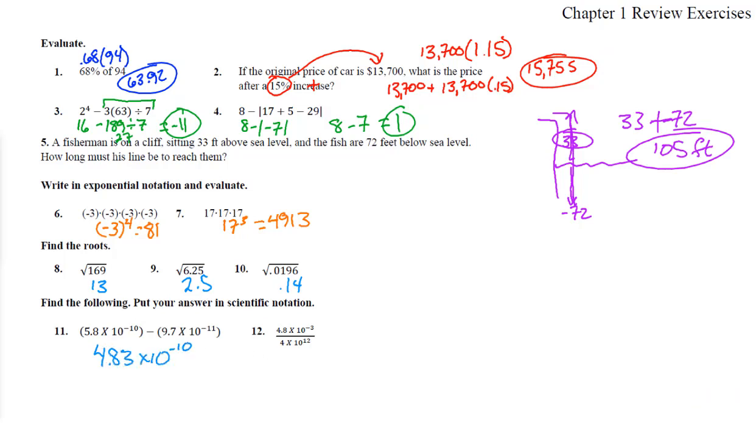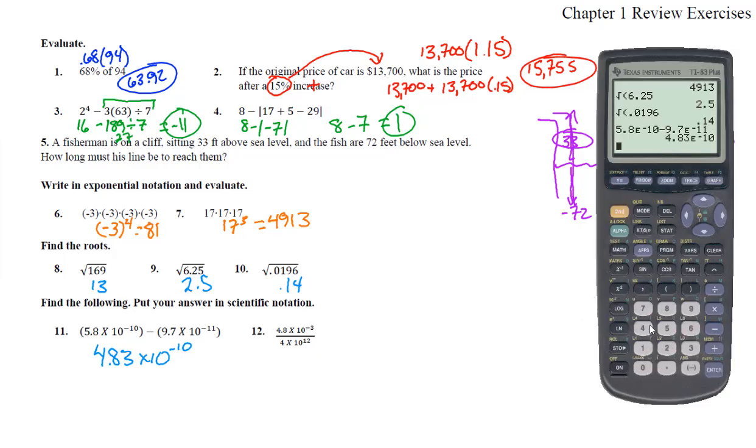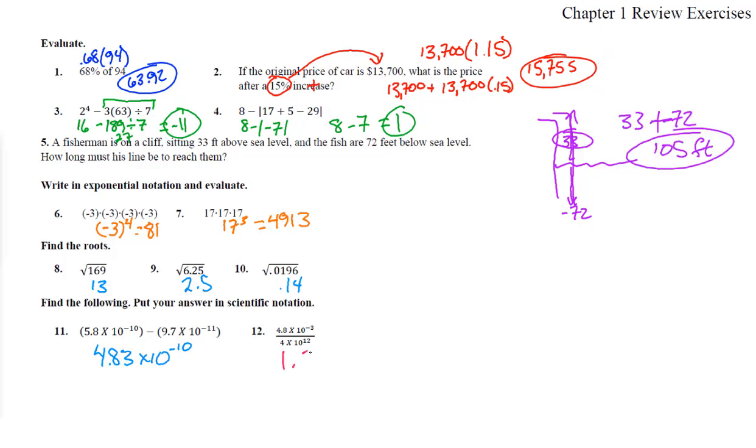Alrighty. And then the final one, number 12. Again, you could divide these and then use the rules of exponents and subtract. That's one way to do it. Or go ahead and do 4.8 times 10 to the negative 3 divided by 4 times 10 to the 12th. And you get 1.2 times 10 to the negative 15th power. And that'll do it, 1 through 12.